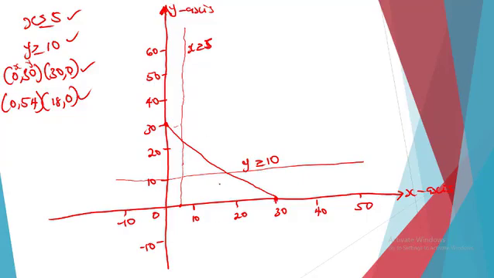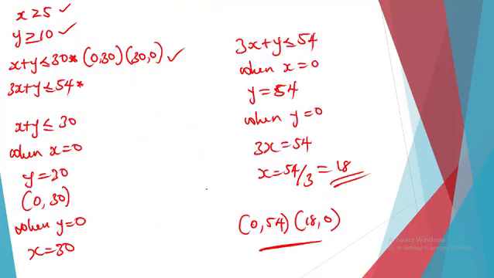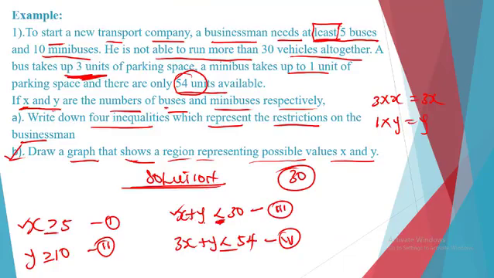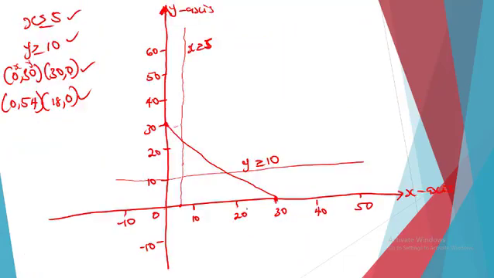Then we now write down the equation that gave us these 2 values. Okay, what's the equation that gave us these 2 values? We have them to be X plus Y is less than or equal to 30. You write it down. X plus Y is less than or equal to 30.